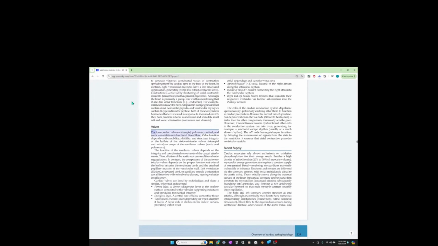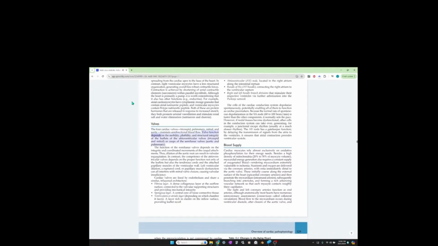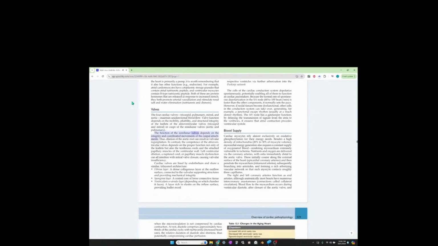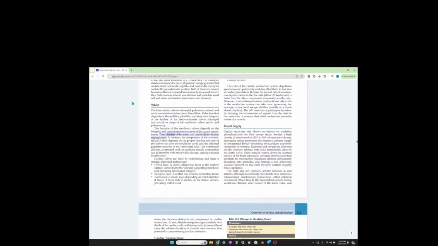Valves. The four cardiac valves, tricuspid, pulmonary, mitral, and aortic, maintain unidirectional blood flow. Valve function depends on the mobility, pliability, and structural integrity of the leaflets of the atrioventricular valves or cusps of the semilunar valves. The function of the semilunar valves depends on the integrity and coordinated movements of the cuspal attachments. Thus, dilation of the aortic root can result in valvular regurgitation.